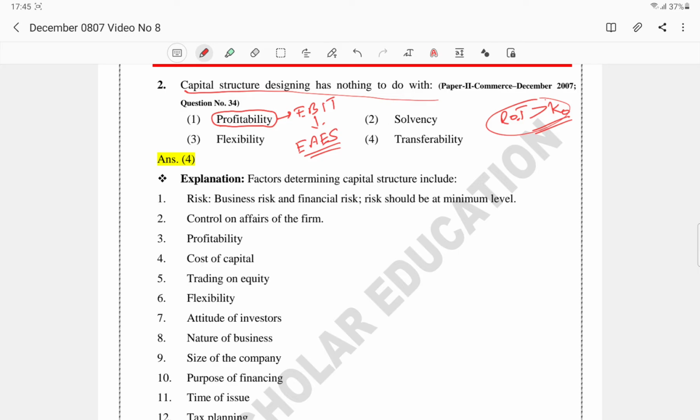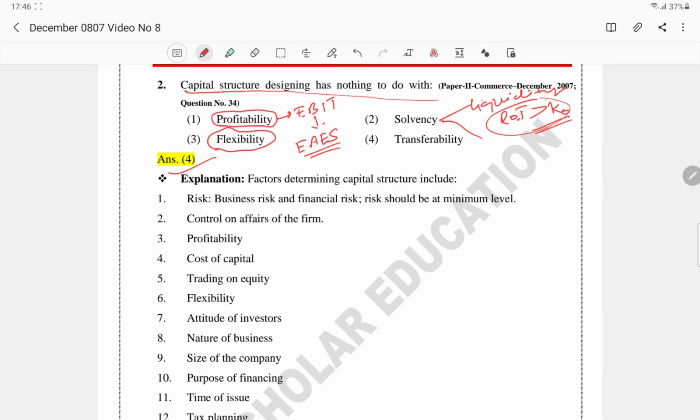Solvency is also an important factor, both short term solvency and long term solvency. Short term solvency refers to liquidity, and long term solvency we call the long term liquidity position of a firm. There must be enough flexibility in choosing different sources of capital for the capital structure of a firm. So the last option, transferability, has nothing to do with the capital structure of a firm. So the correct answer is transferability.